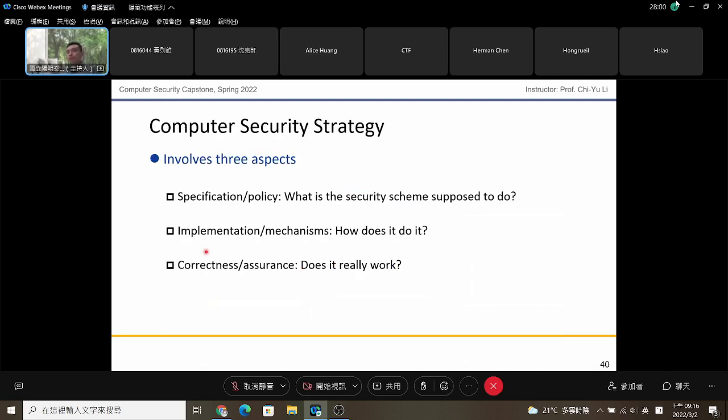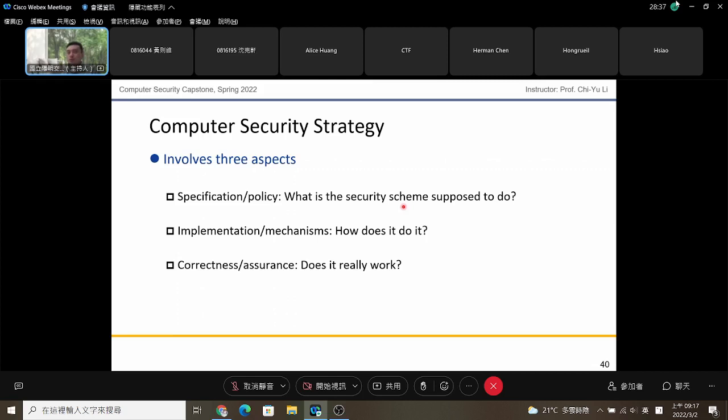Okay, about the computer security strategy, it involves three aspects. The first one is the specification and the policy. What is the security scheme supposed to do? So after analyzing the system based on the attack trees, we may know what kind of policies we need to have to protect the system. For example, we want to defend against the unauthorized access of critical files.